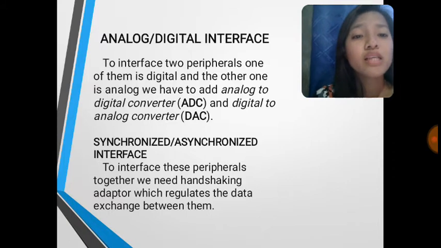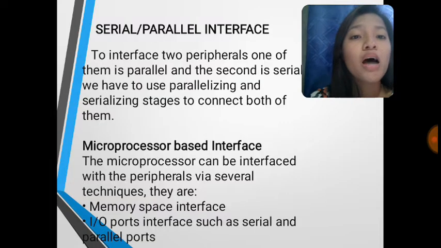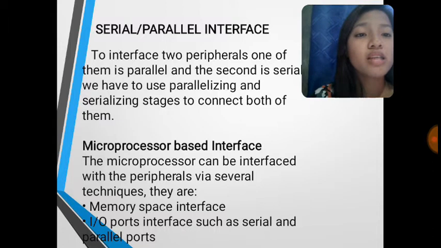Asynchronous or synchronous interface. To interface these peripherals together, we need a handshaking adapter which regulates the data exchange between them. Serial parallel interface. Of two peripherals, one of them is parallel and the second serial. We have to use parallelizing and serializing stages to connect both of them.